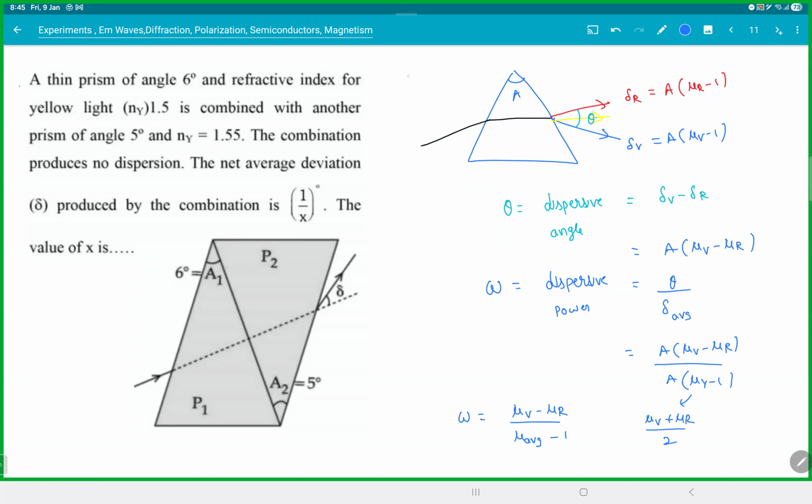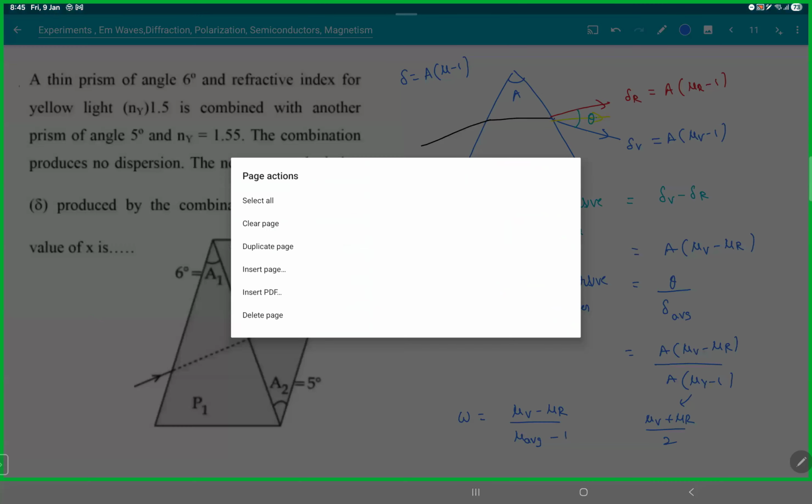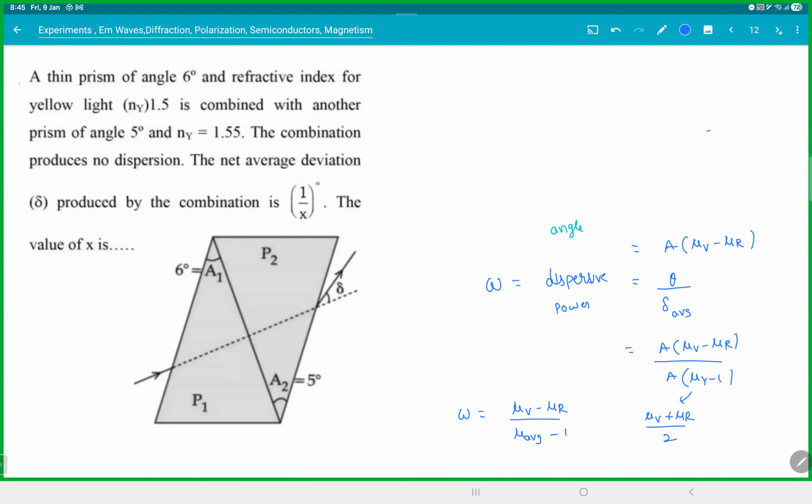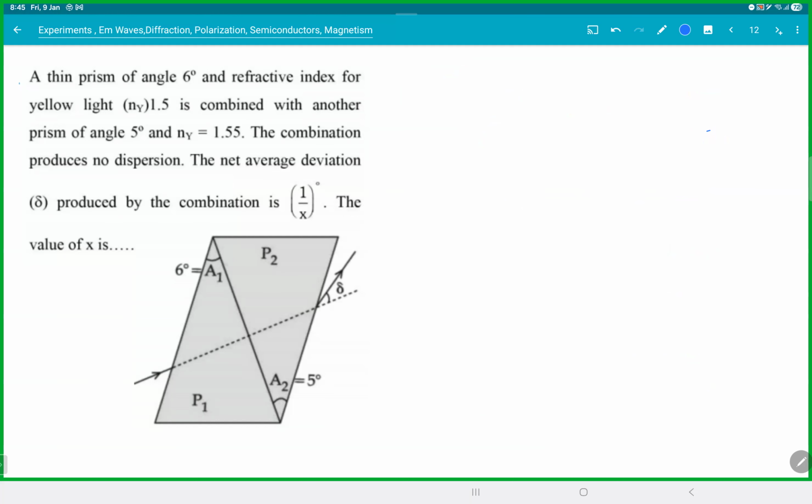And the deviation formula is A into mu minus 1. Those are the formulas you need. Now in this question, he is simply saying the dispersion is fine. Average deviation is what? So here the deviation will be delta plus delta dash. That's your deviation. You just add up the deviations of both the prisms.